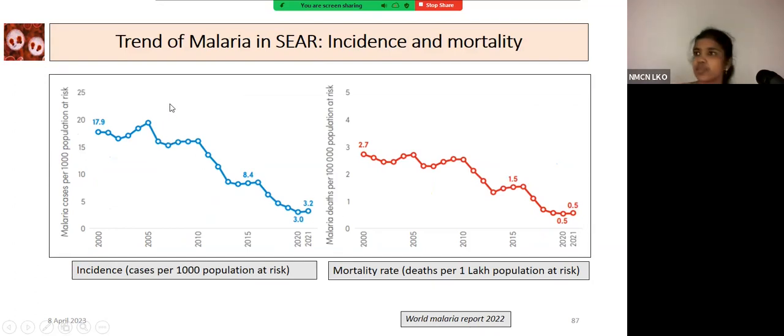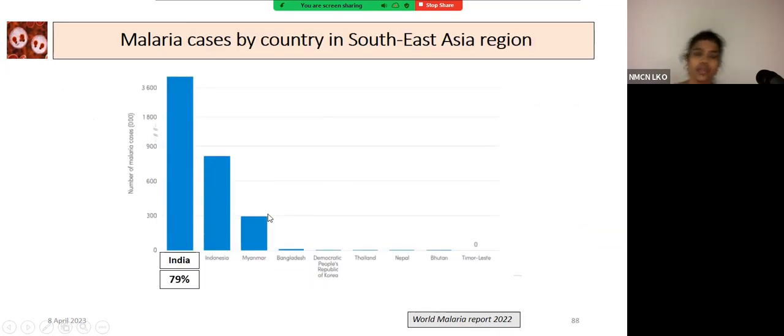If we see the trend of malaria in the Southeast Asia region, both incidence-wise and mortality-wise, the trend has been decreasing over the last 2 decades with some ups and downs in between. But since 2015, the trend has been significantly decreasing both incidence-wise and mortality-wise. Out of 9 malaria endemic countries in the Southeast Asia region, India alone accounts for 79% of the total malaria cases in the region.